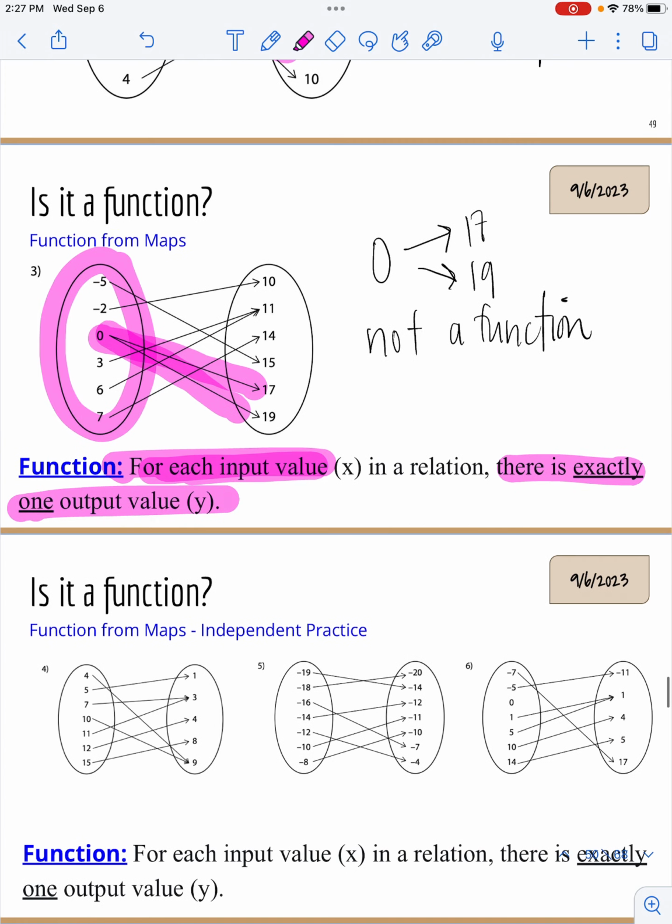So now go ahead and do your independent practice. You have 3. Go ahead and pause if you need to. I do want you to copy down the maps and then tell me if it's a function or not a function.